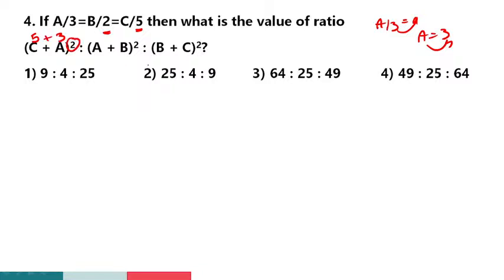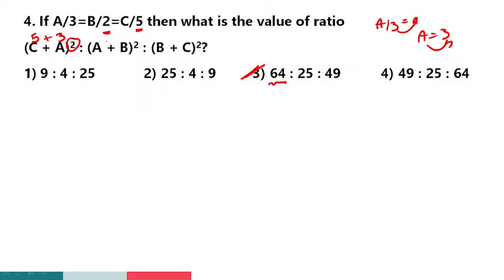8 square is how much? 64. The starting number is 64, guys. Go through the option verification. Which option's starting number is 64? That option is the right answer, guys. Option 3 is the right answer. Clear, guys, all of you?